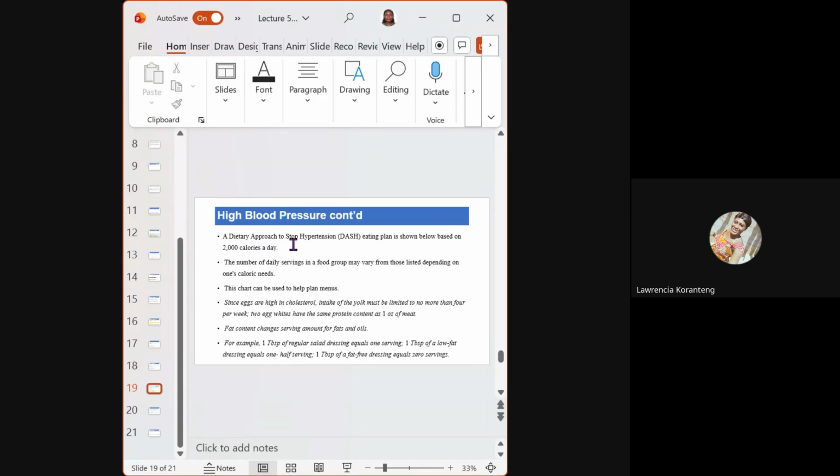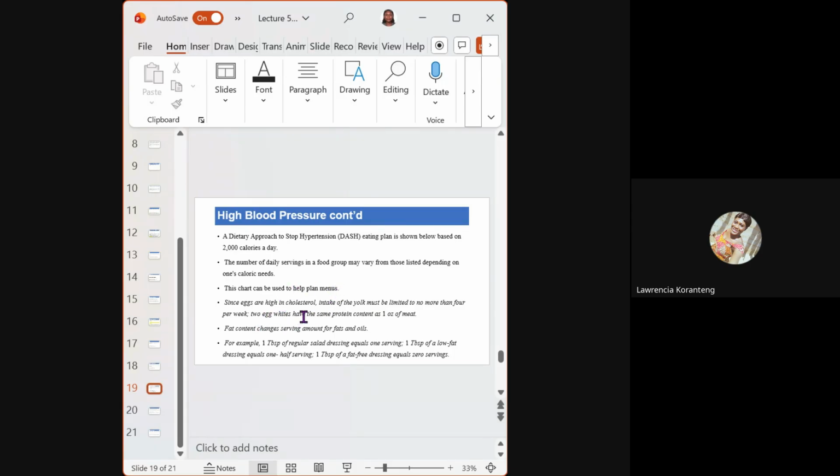The DASH diet eating plan is shown below. You have to eat a 2,000 calorie diet a day if you have hypertension. But with that, you should still check your BMR, like what we did yesterday in Applied Nutrition. You should check your activity level and your age, because you may not need all the 2,000. The number of daily servings in a food group may vary from this depending on your caloric intake. This chart can be used to plan menus.